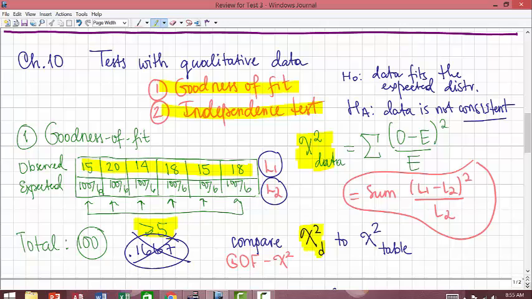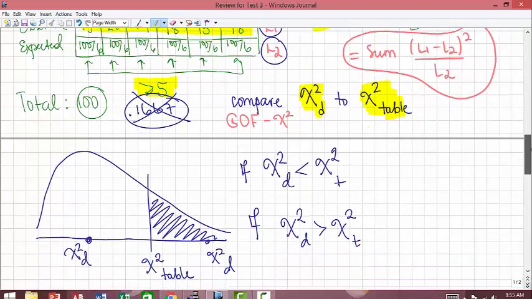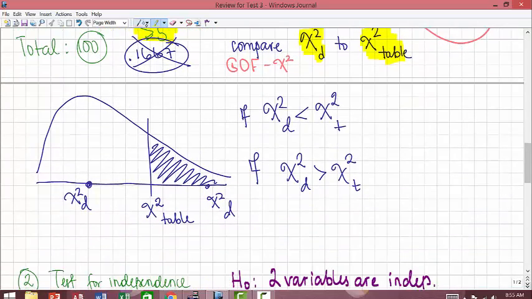And we need to compare that to the chi-square from the table, and I will provide that table value on the test. Okay, so what do we do once we have these two values? Once you have your values computed, if the chi-square of the data is less than chi-square of the table, okay, so it sits somewhere over here. So here's the picture that goes with the chi-square distribution, right? Your chi-square of the table value sits right here.